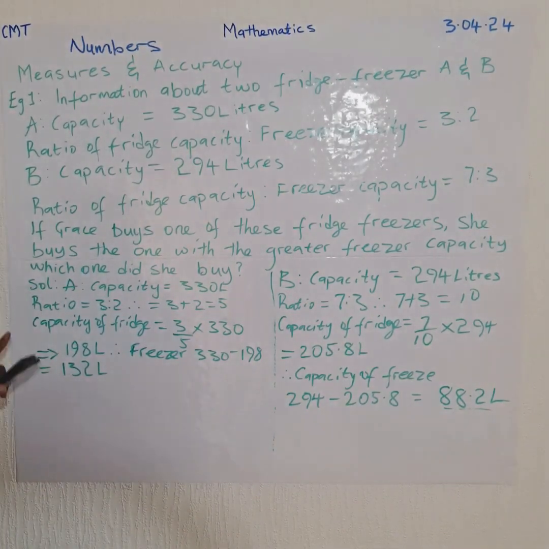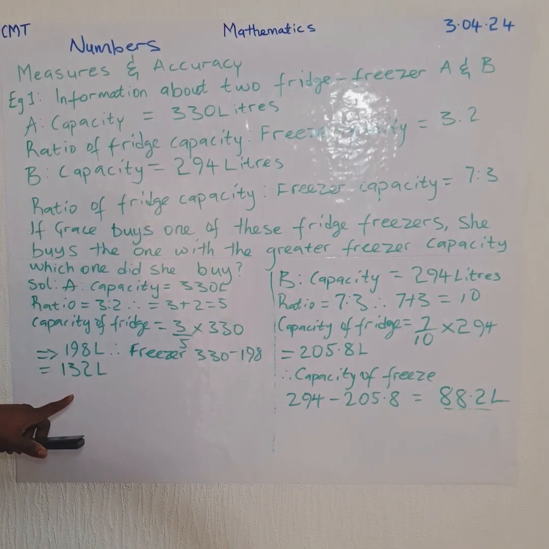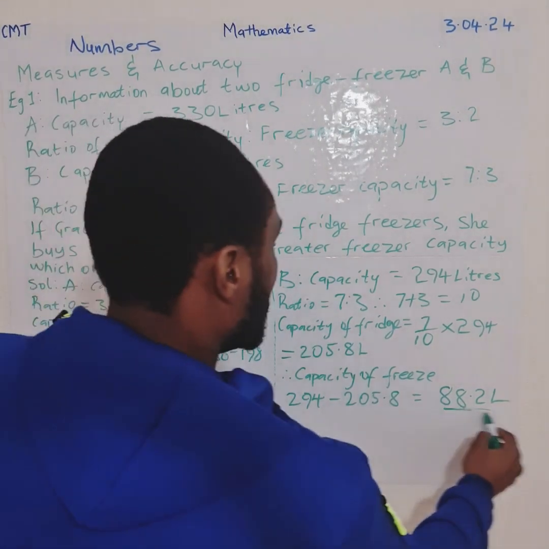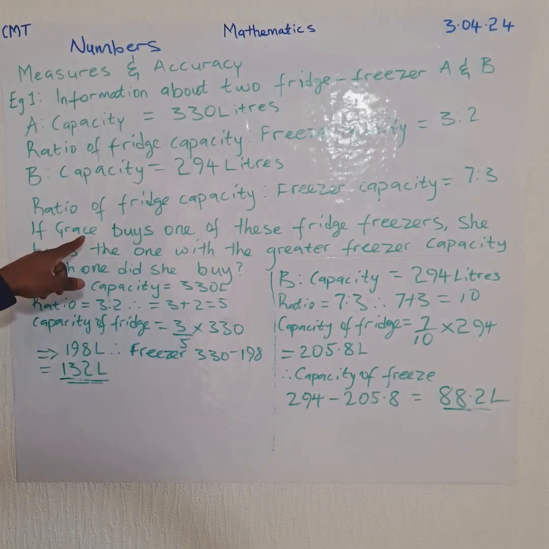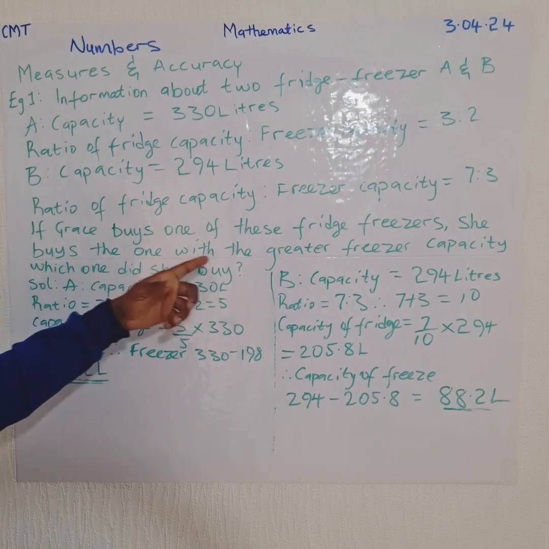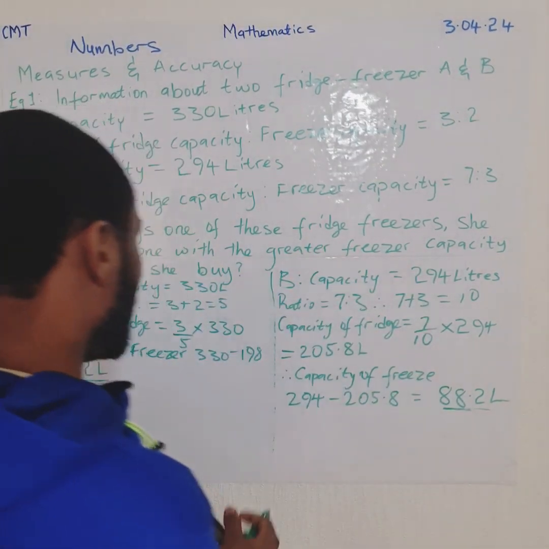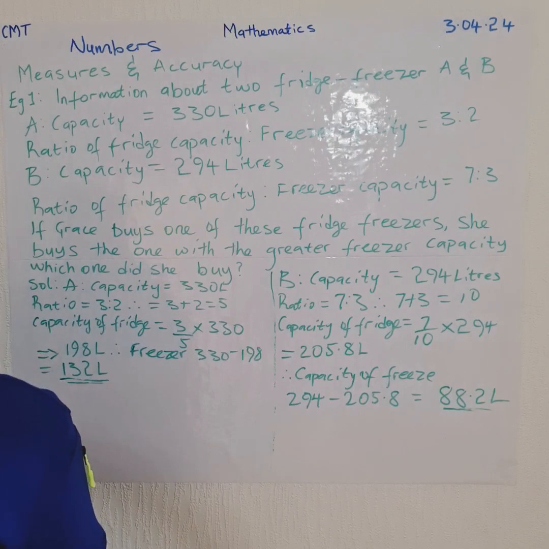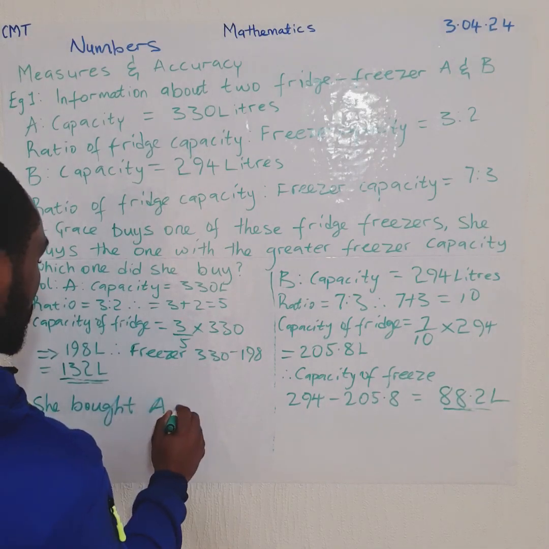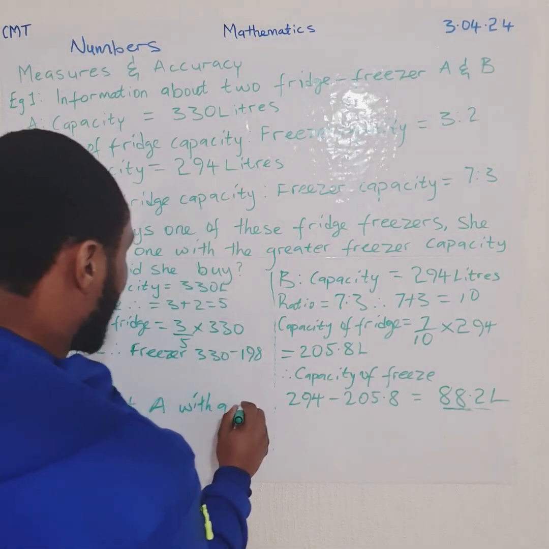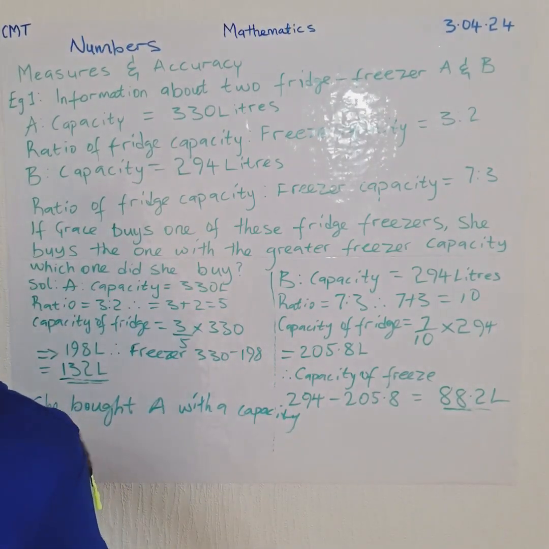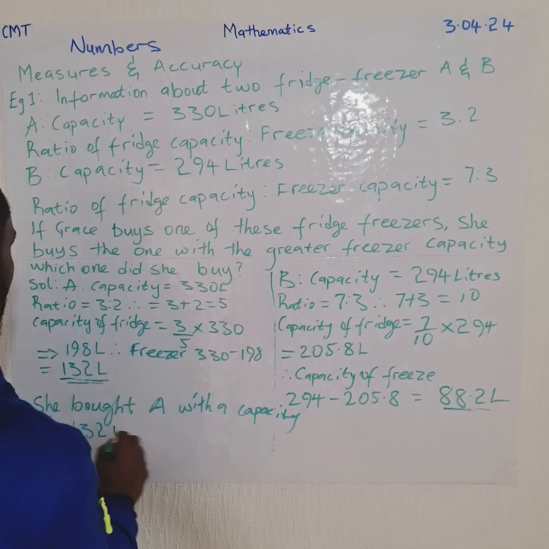For A, the capacity of freezer is 132 liters. Therefore, the question wants us to identify that if Grace buys one of these fridge freezers, she actually buys the one with the greater freezer capacity. Which one did she buy? Obviously, she bought A, with a capacity of 132 liters.